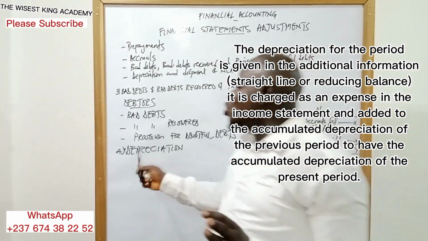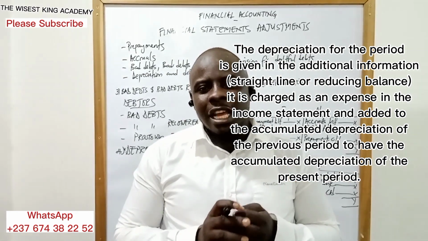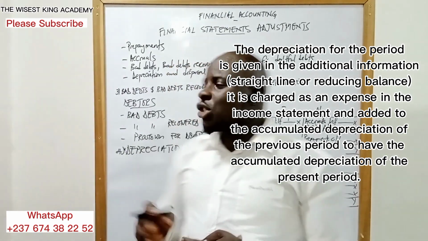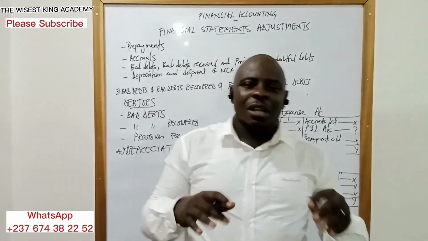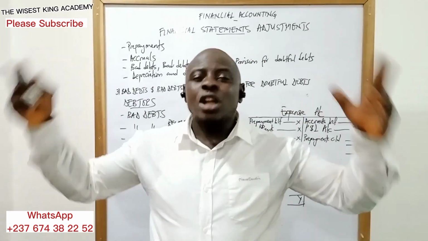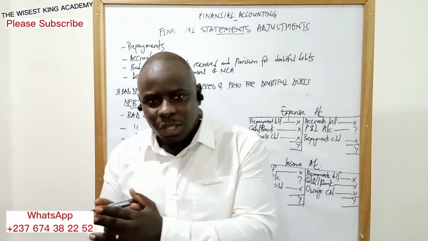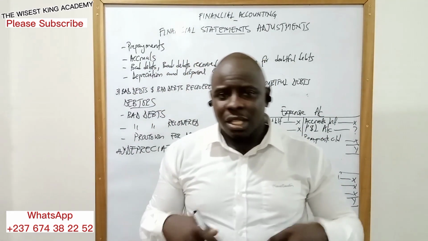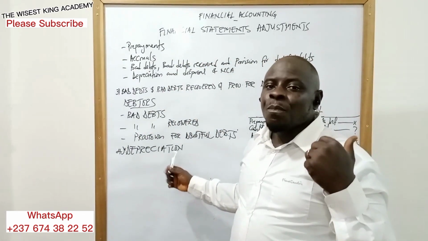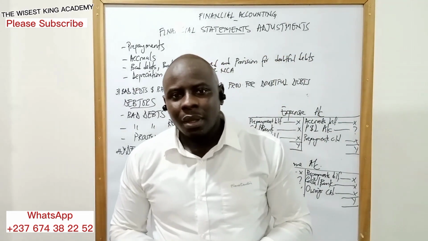Depreciation itself is a normal trading expense that is charged in the income statement. So the depreciation for the period is calculated maybe using the straight line method or the reducing balance method. There are other methods, but the two most used methods are the straight line and the reducing balance method. Now the depreciation for the period is calculated using the additional information, using either of these methods, and it is charged as an expense in the income statement.